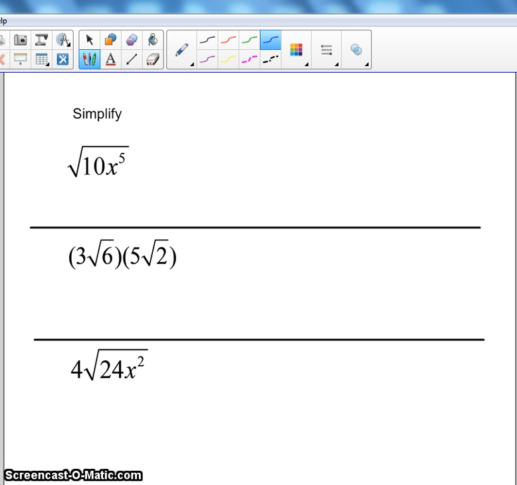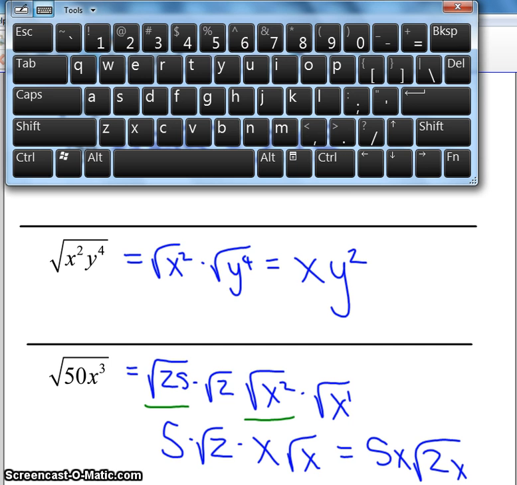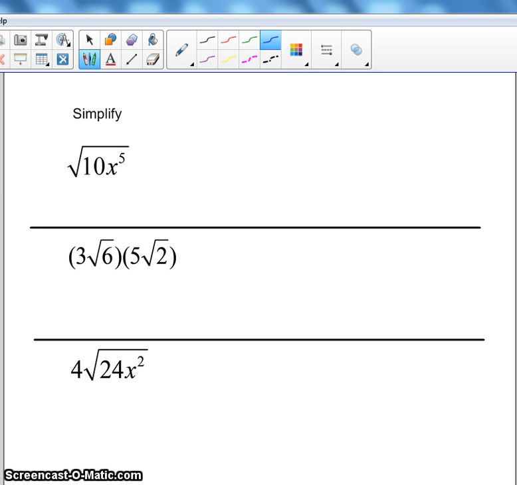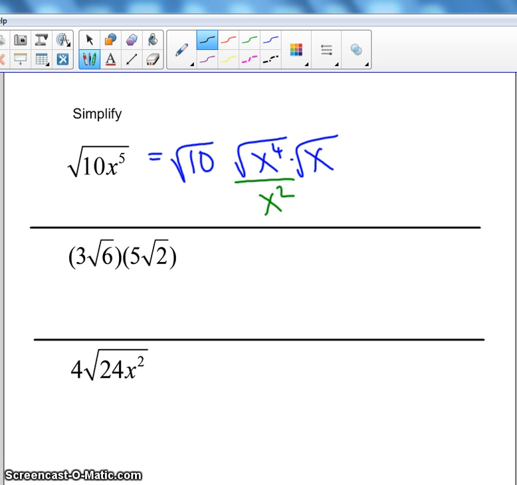Three more examples here. We're looking for factors of 10 that are perfect. Factors of 10 are 1 and 10, 5 and 2. None of those factors fall onto our perfect square list, so that stays as square root of 10. But I can rewrite x to the fifth as x to the fourth times x. Once again, x to the fourth is a perfect square. Taking the square root of x to the fourth is x squared, and then I cannot reduce the 10 and the x. So I'm just going to rewrite that as the square root of 10x. So we get x squared times the square root of 10x.